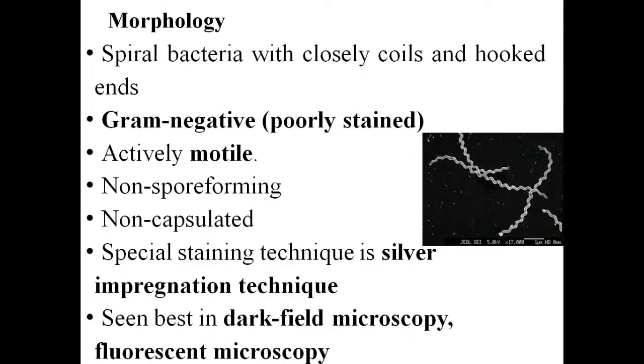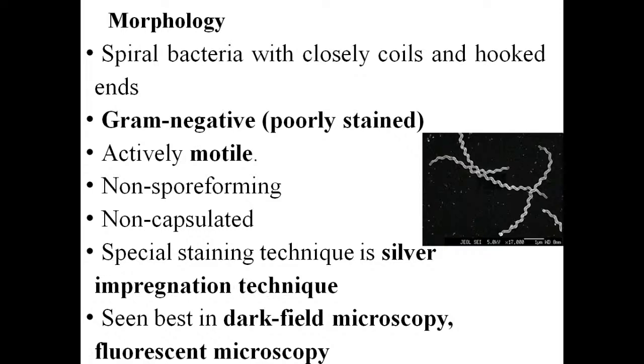This is also spiral bacteria with closely coils and hooked ends. They are gram-negative but poorly stained, very actively motile, non-spore forming, non-capsulated. There is a special staining technique because gram staining is not used. Special staining technique is silver impregnation technique, and bacteria are stained in brown color. And we also may use dark field microscopy like here, or fluorescence microscopy.